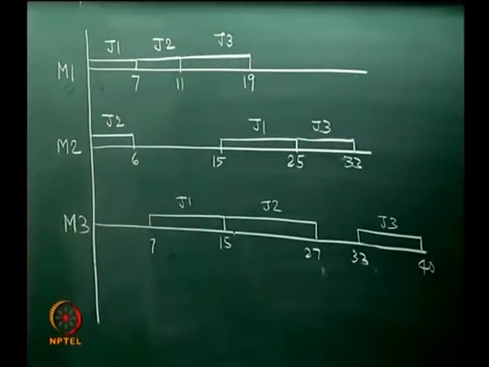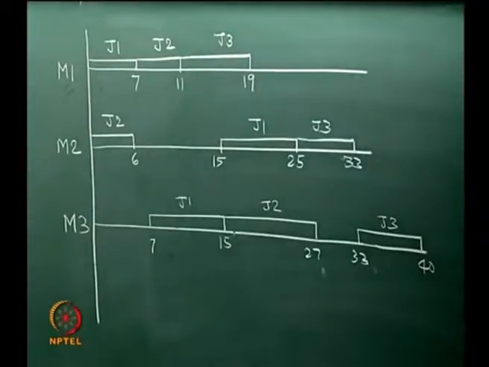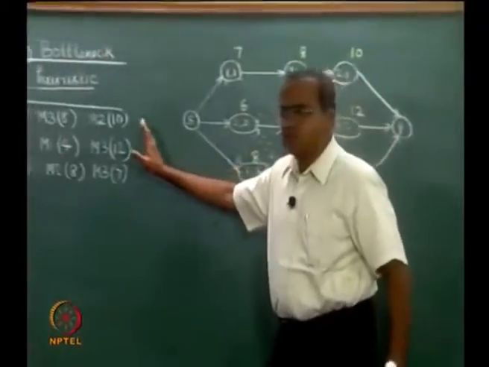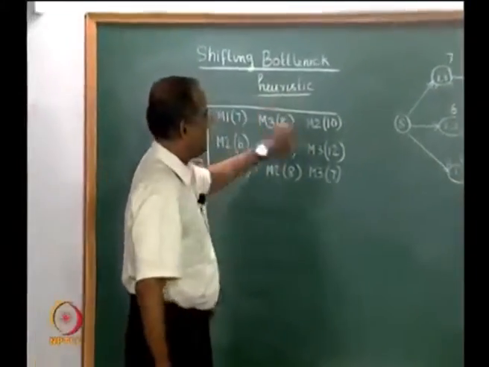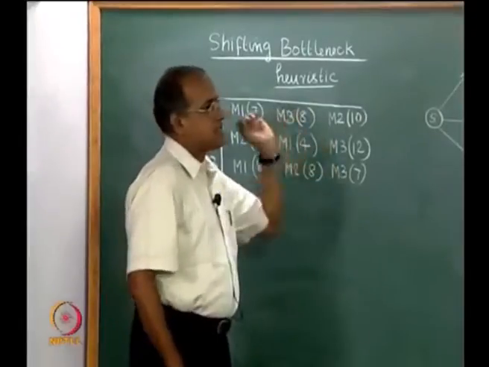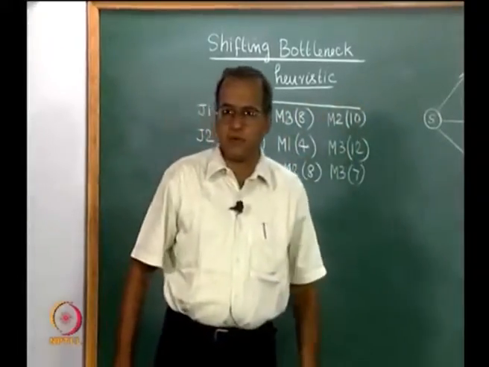makespan is 40. So, the question can be posed differently as what is the order such that this makespan is minimized. Also, we have to ensure that this order is satisfied, that J1 will first visit M1 and then M3 and then M2, which has been satisfied by the Gantt chart schedule.